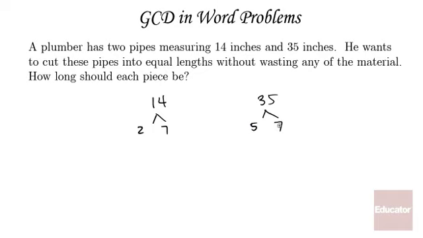Well, we've gotten to the prime factorization. We see that they both share 7. So each pipe should be 7 inches long. If he cuts the pipe 7 inches long, this one will give him 2 pieces, and this one will give him 5 pieces. And each piece is the equal length because each piece is 7 inches, and there will be nothing left over, no remainders.